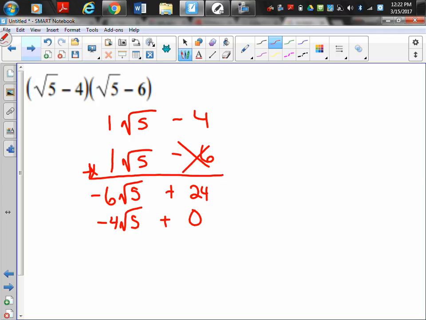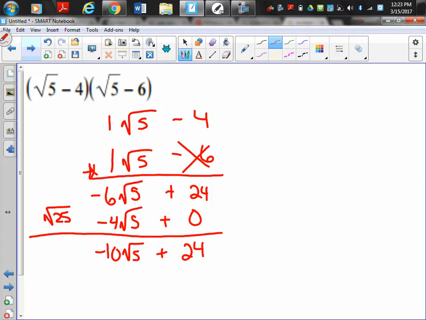1 times 1, 5 times 5, 25. So the square root of 25. Now we add. So 24 plus 0 is 24. Negative 6 and negative 4 is negative 10. And then this is just the square root of 25.